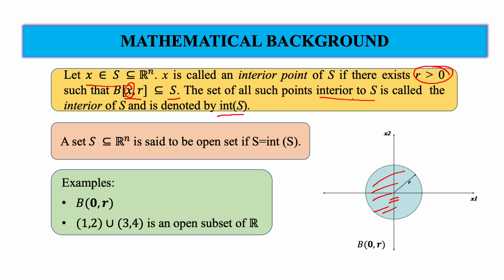Now a set is said to be an open set if this set is the same as the interior of the set. So this open ball is an open set. Another example of an open set is the union of the intervals (1, 2) and (3, 4). So this is an open set.